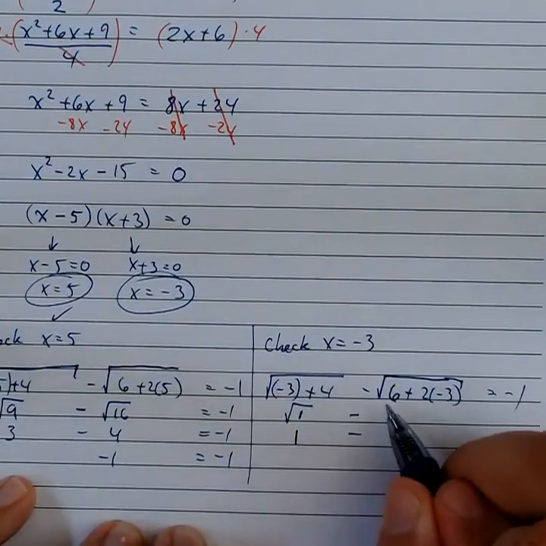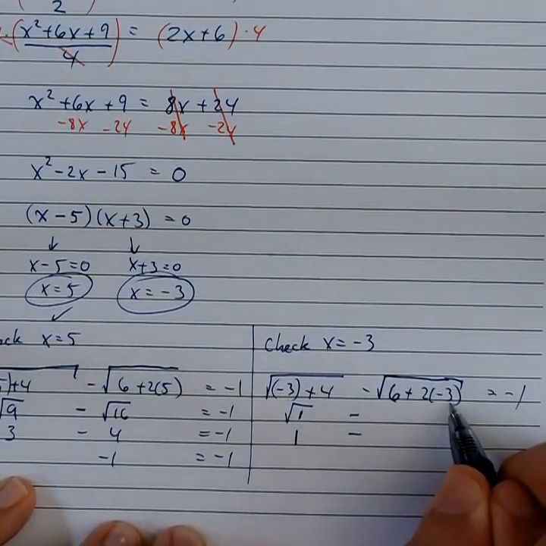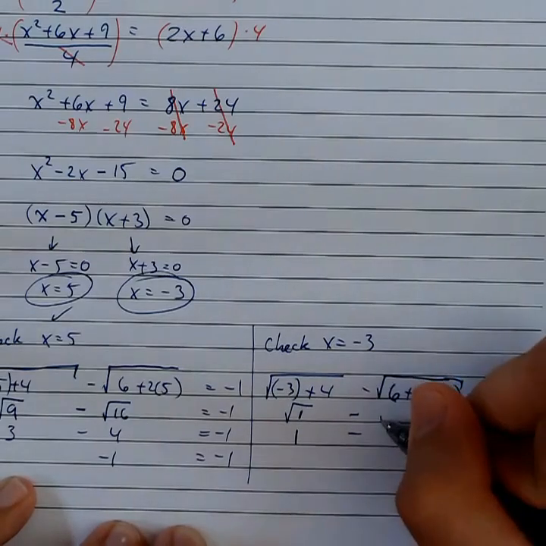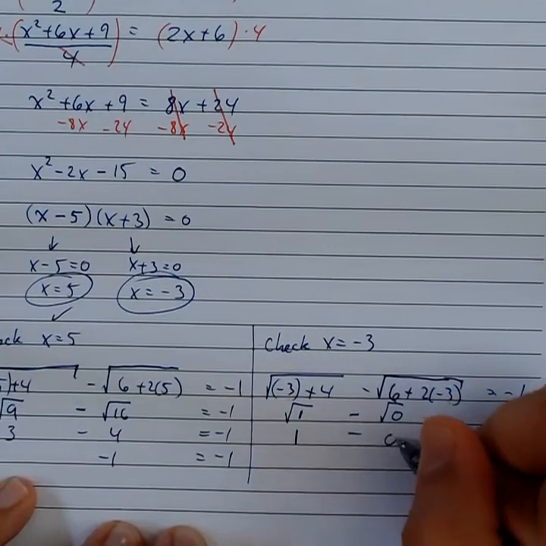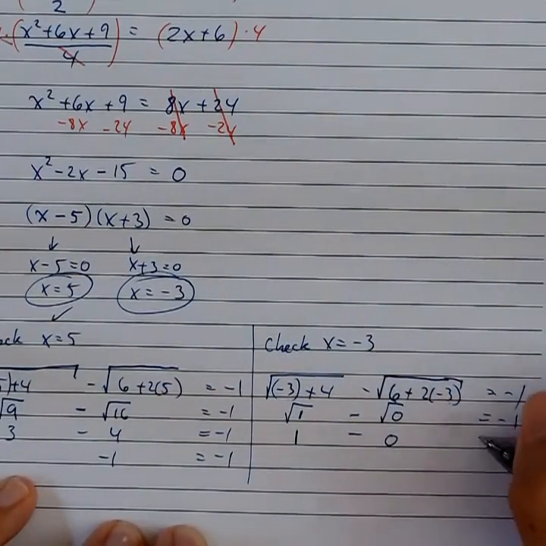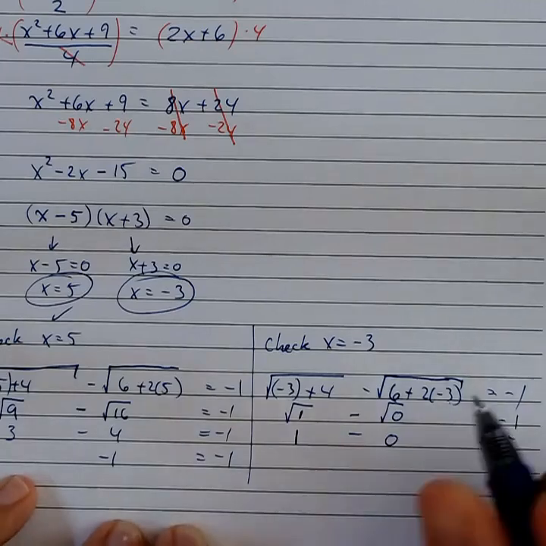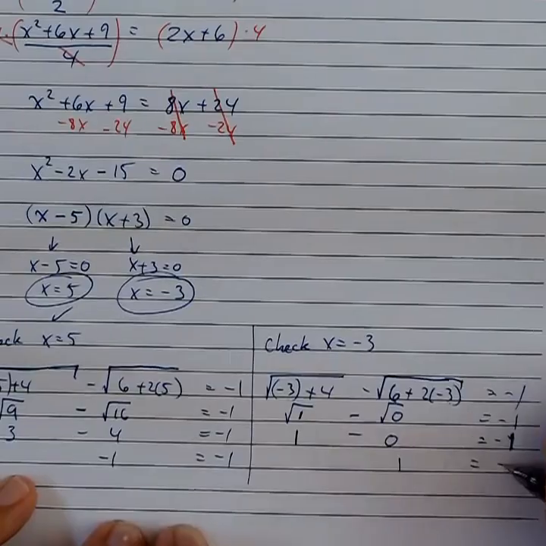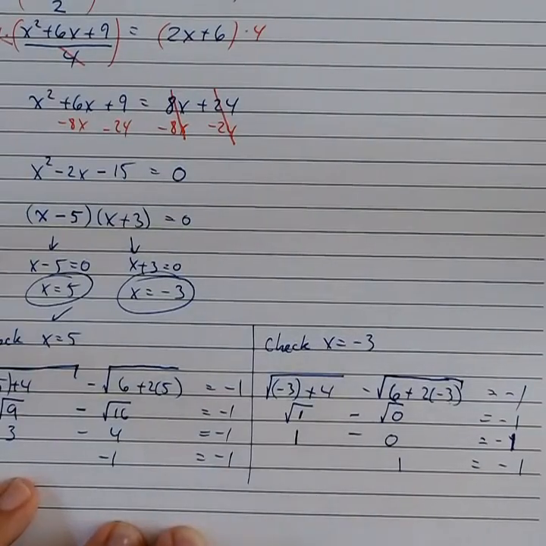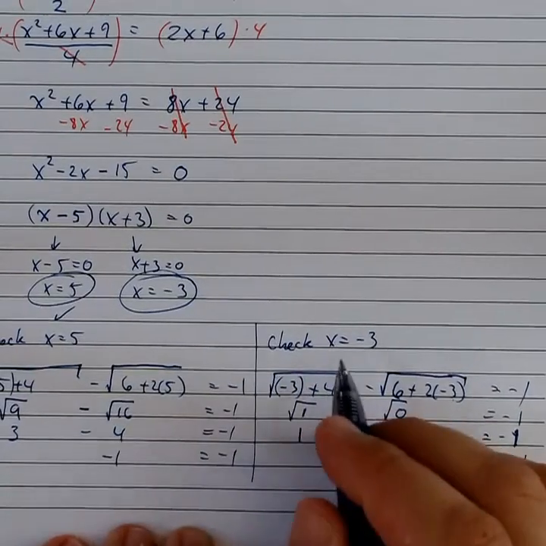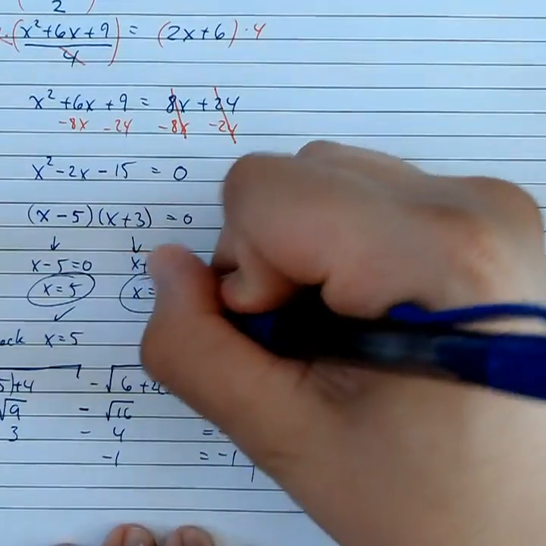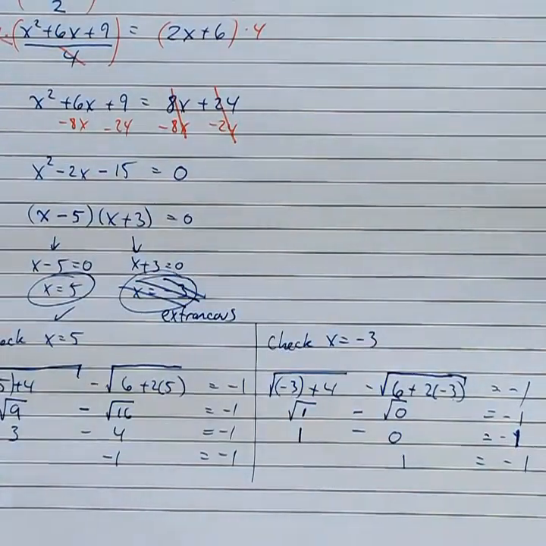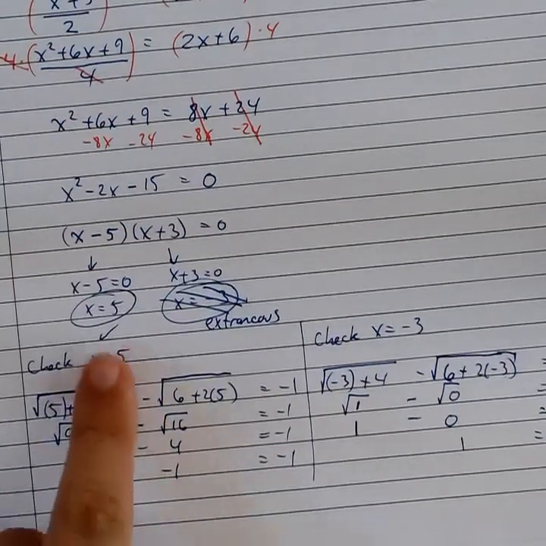Minus, let's see here, negative 3 times 2 is negative 6, plus 6 is 0. And I know the square root of 0 is just the number 0. And so I get that negative 1 is equal to 1 minus 0, or in other words, 1 is equal to negative 1. Yeah, that's definitely not true. So here, negative 3 doesn't work. This one's extraneous, and so we have to throw it out. And that is our only result.